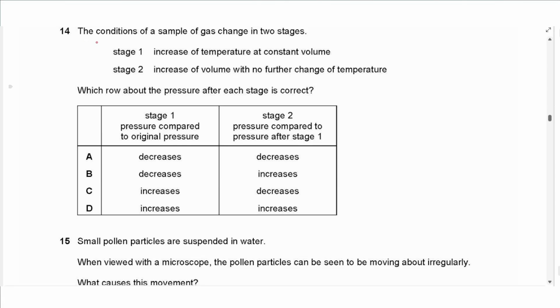Question 14 says the conditions of a sample of gas change in two stages: increase of temperature at constant volume, then increase of volume with no further change in temperature. Which row about the pressure after each stage is correct? So for stage 1, the increase in temperature would cause an increase in pressure. Then as volume increases, pressure decreases because pressure and volume are inversely proportional at constant temperature. So the pressure decreases after that. So the answer is C.